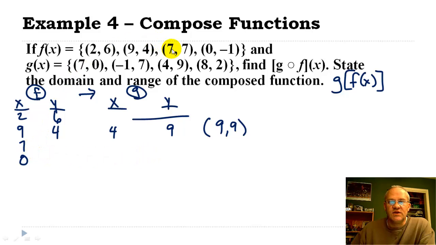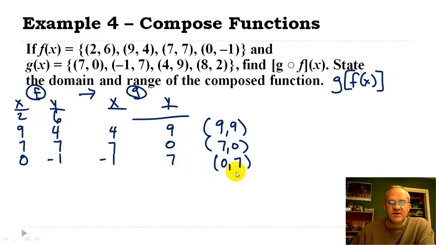7 in f has a y of 7. Is there a 7 for x in the g function? Yes, there is. So we can use the 7 there, and what goes with that is 0. So our final ordered pair is the first x and the last y: 7, 0. And then finally, the 0, what goes with that is -1. Is there a -1 for x in g? Yes, here it is right here. So we can use that one, and what goes with it is 7. So again, the ordered pair would be 0, 7, the first x and the last y.